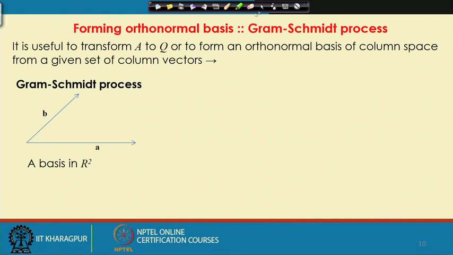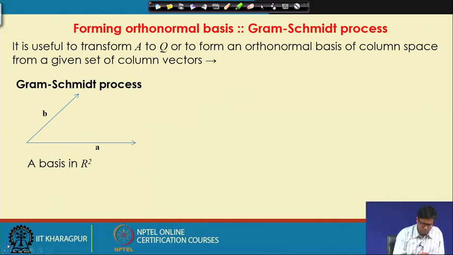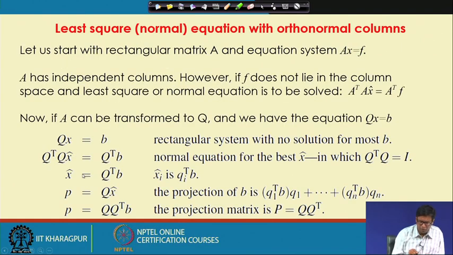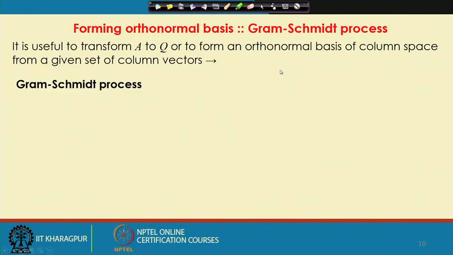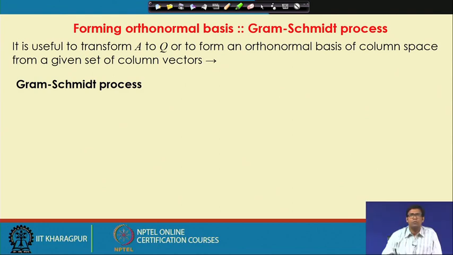But with Q, we got Q x tilde = Q transpose b; we do not need to solve it, it is already solved. If we can transform A to Q in the normal equation, as we observed in the last slide, then instead of solving A transpose A x = A transpose b, we solve the normal equation in this very simple form. That is our focus in the next slide: it is useful to transform A to Q, forming an orthonormal basis of the column space from a given set of column vectors. This is called the Gram-Schmidt process.